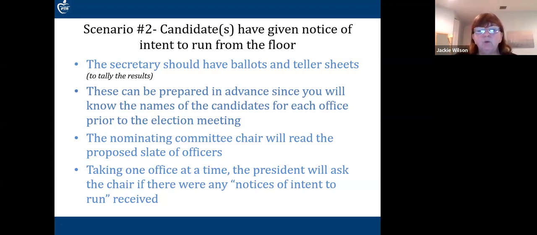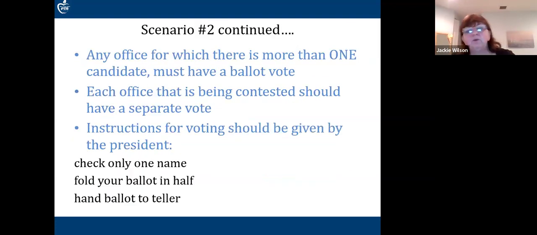The nominating committee chair will read the proposed slate of officers, and then taking one office at a time, the president will ask the chair if there were any notices of intent to run received. Any office for which there is more than one candidate must have a ballot vote, and each office that is being contested should have a separate vote.